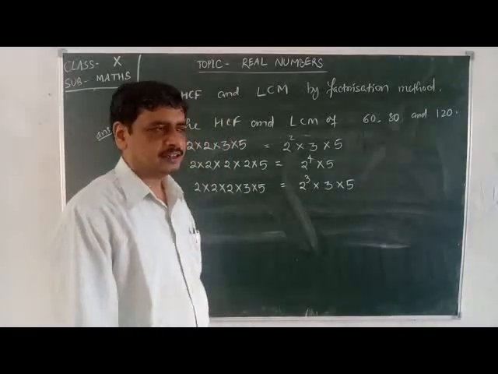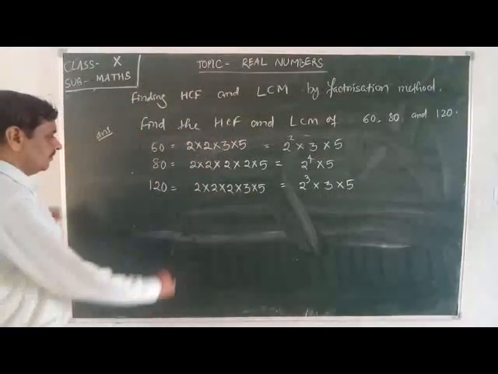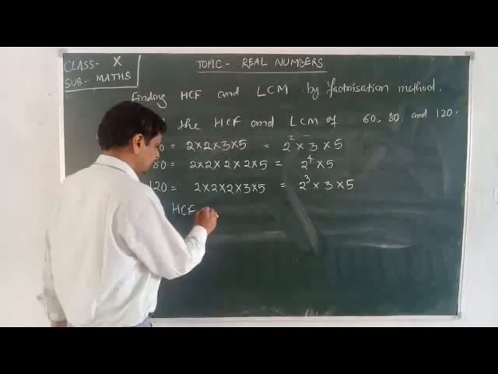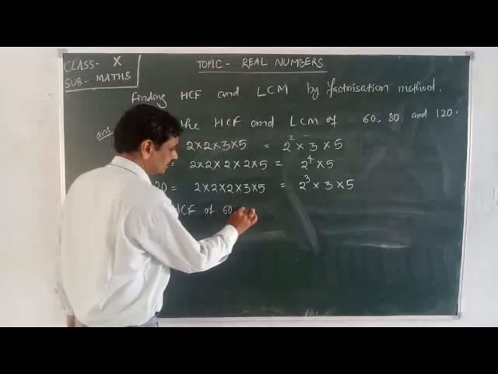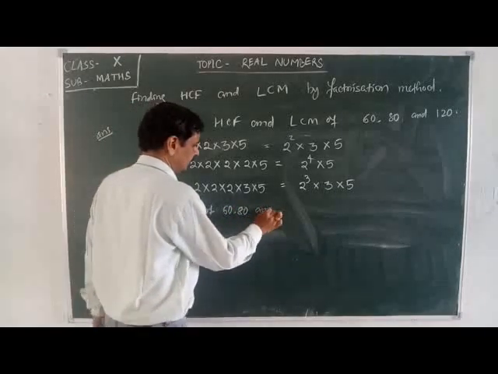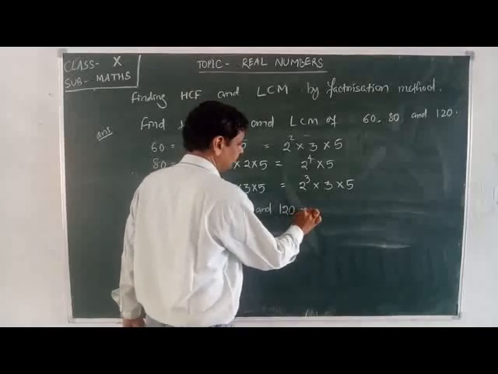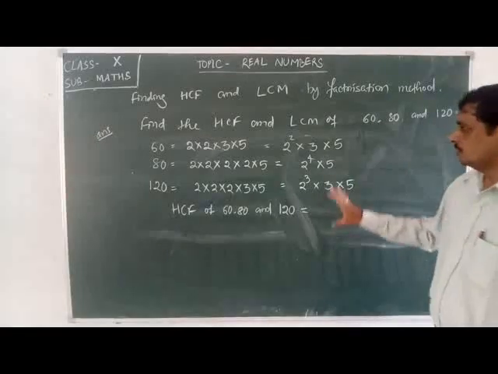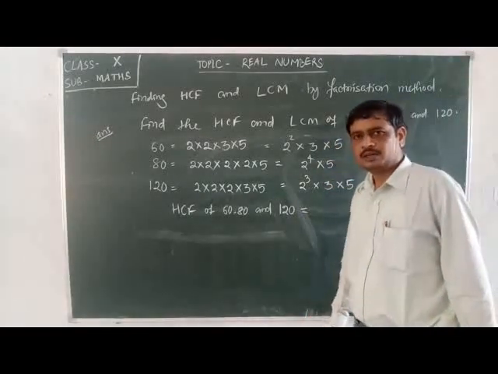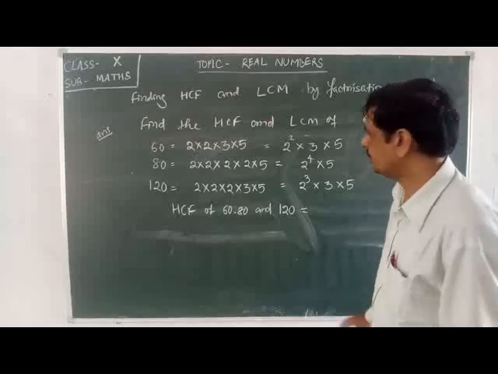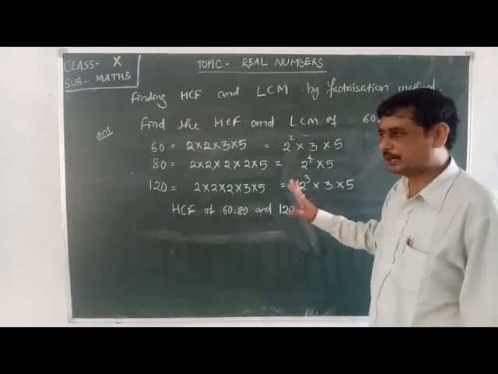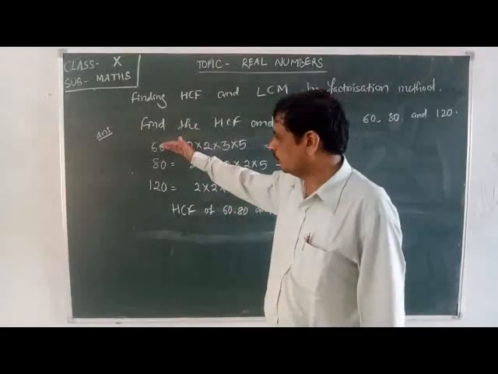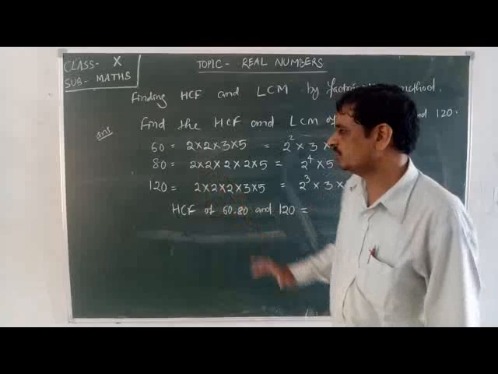Now we find the HCF and LCM of 60, 80 and 120. HCF is the highest common factor. First we have to know which factors are common here. Which factors are common in all these three factorizations? Which factors are common among 60, 80 and 120?